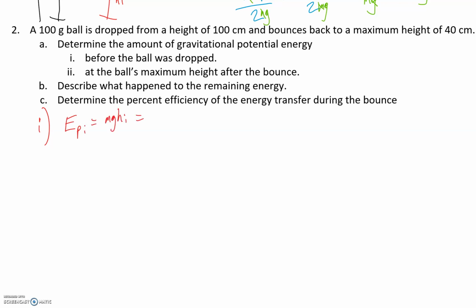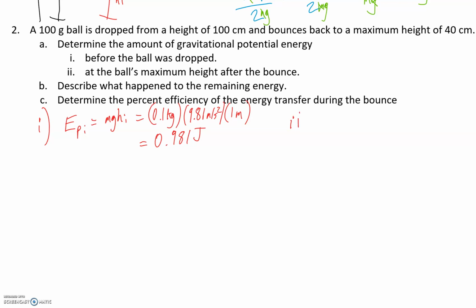mghi. So this is easy. We're just going to do our m, which is 0.1 kilograms, times 9.81 meters per second squared, times our initial height of 1 meter. 100 centimeters is 1 meter. So actually that's going to be very easy. It'll be 0.981 joules of energy to start.